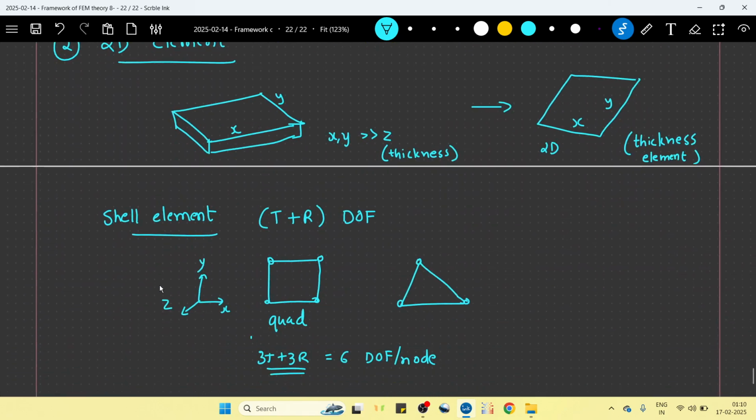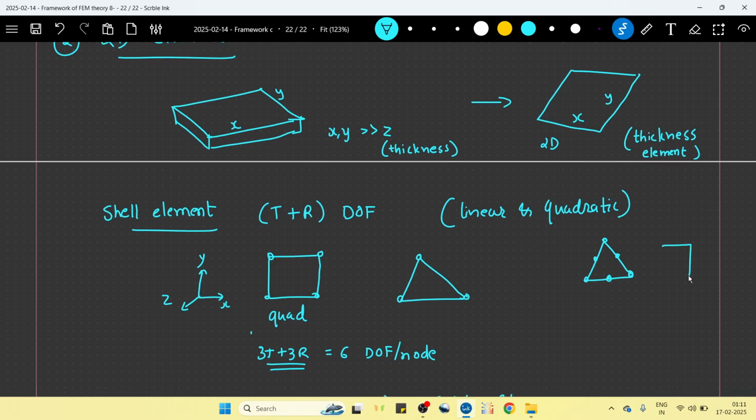Similarly, 2D elements, shell elements can be also linear and quadratic. Quadratic means one additional mid side node in each side, edge of the element. Something like this.